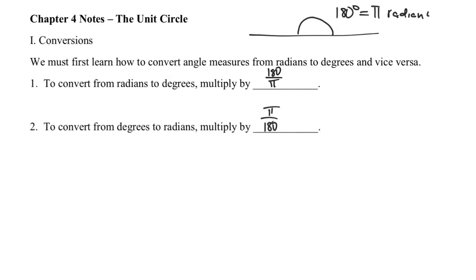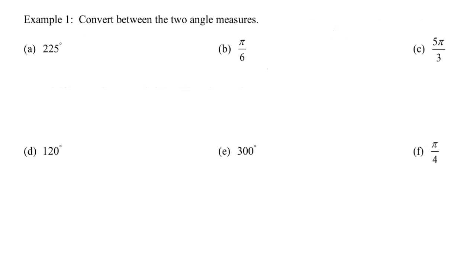And I'm just going to tell you up front that it's more important that you're comfortable in radians, because in the study of calculus, everything is done in radians. We sort of forget about degrees whenever we get to calculus. Okay, so we're going to work several examples here just so that you can get a good feeling for how this is done. And so in letter A, we're given the angle measure 225 degrees.